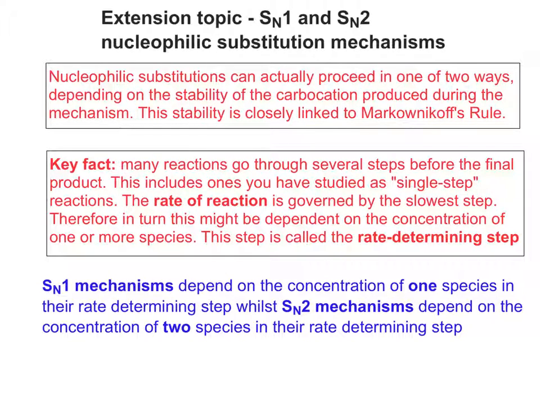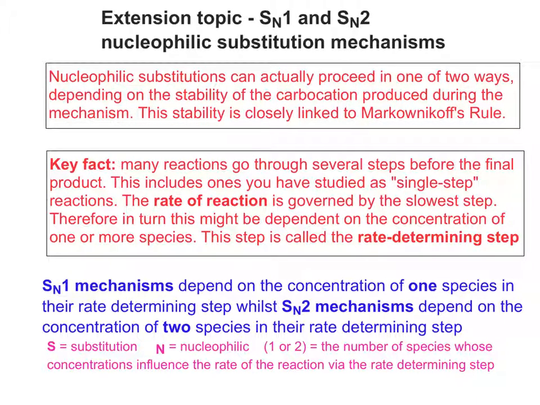So the key difference between Sn1 and Sn2 is the number of species whose concentrations are in the rate-determining step. Now, I'll say it a bit better than that. The number of species that determine the rate-determining step. So an Sn1 mechanism only depends on the concentration of one species in its rate-determining step, whilst an Sn2 mechanism will depend on the concentration of two species in its rate-determining step.